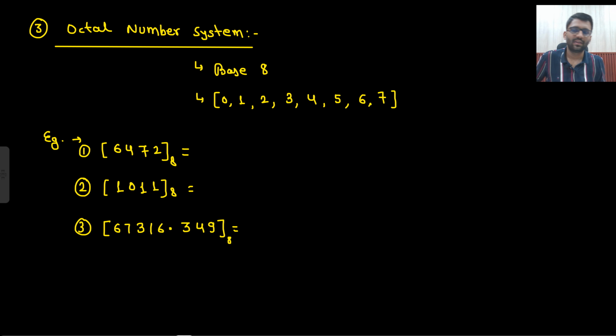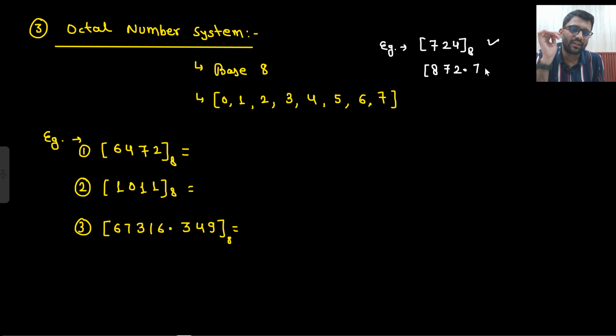If octal is there, that means the base is 8. So from 0 to 7, all the numbers will be there. If we take some examples, 724 would be acceptable. If you take 872.78, no. And if you take 971.33, that is also not acceptable, because I do not know the digit 9 in base 8.